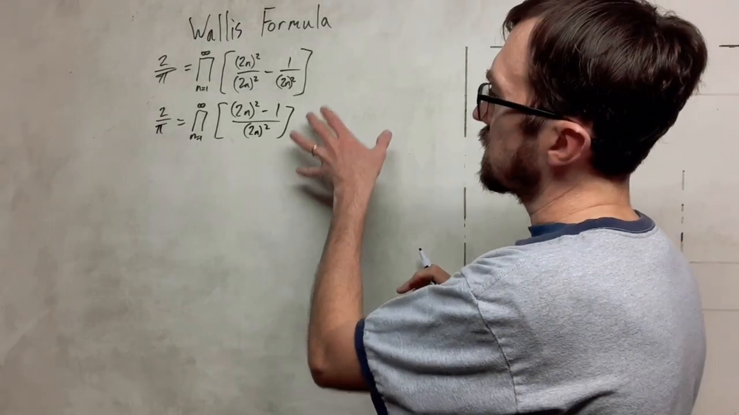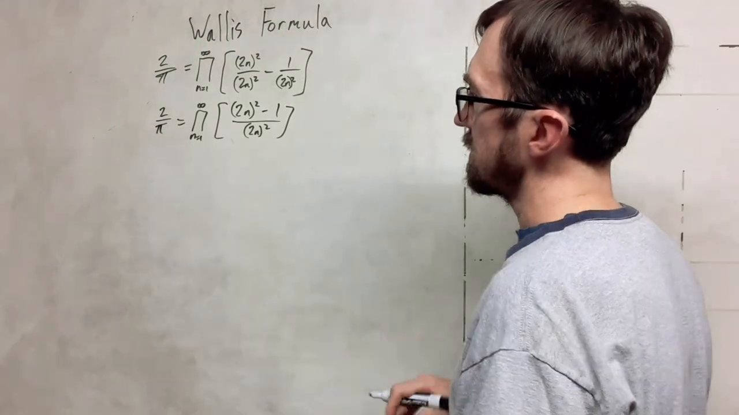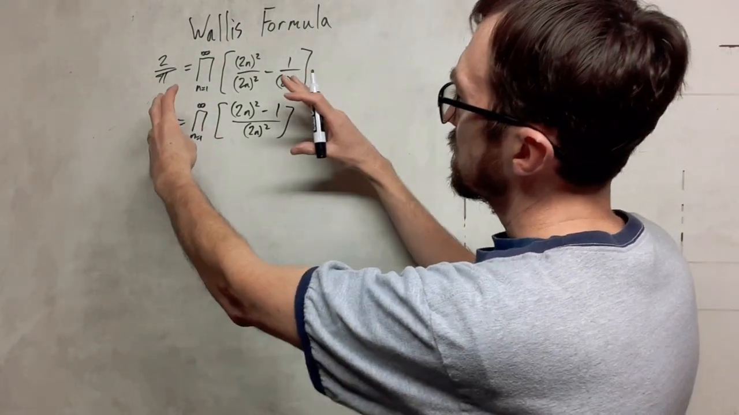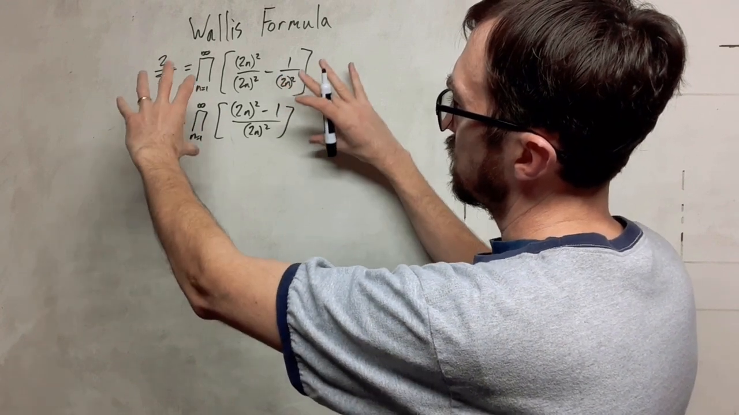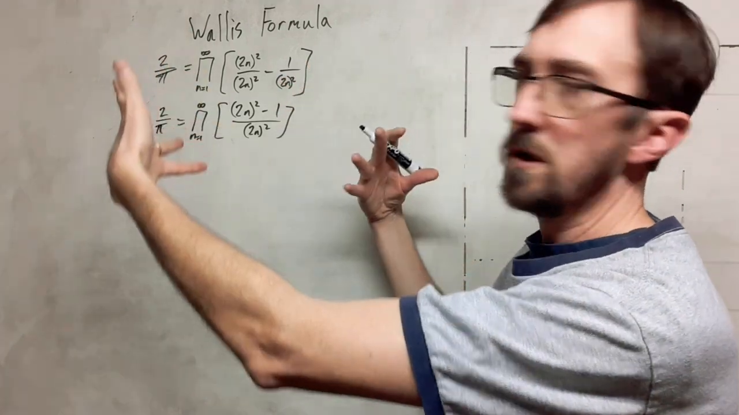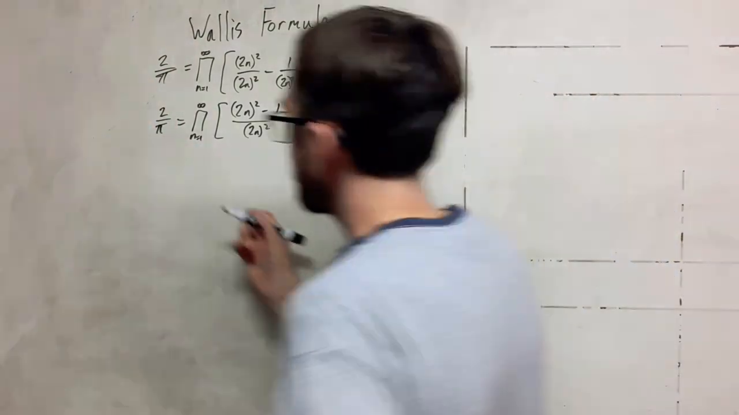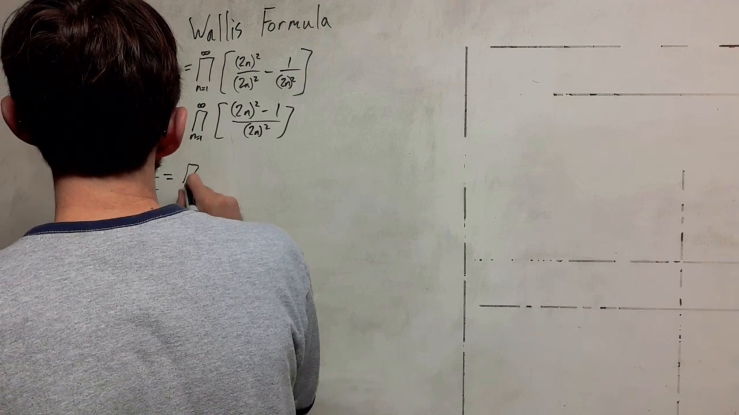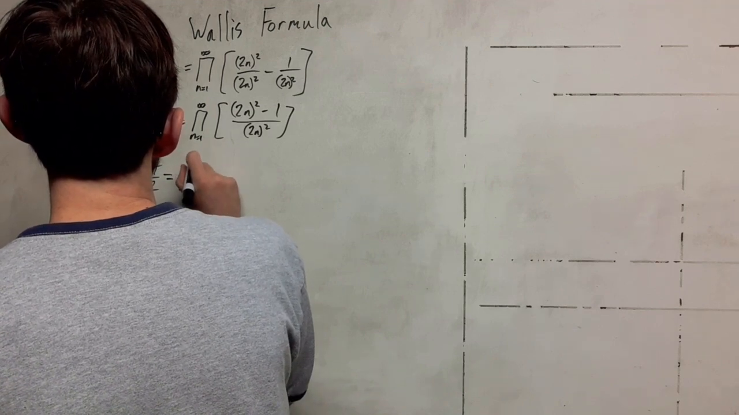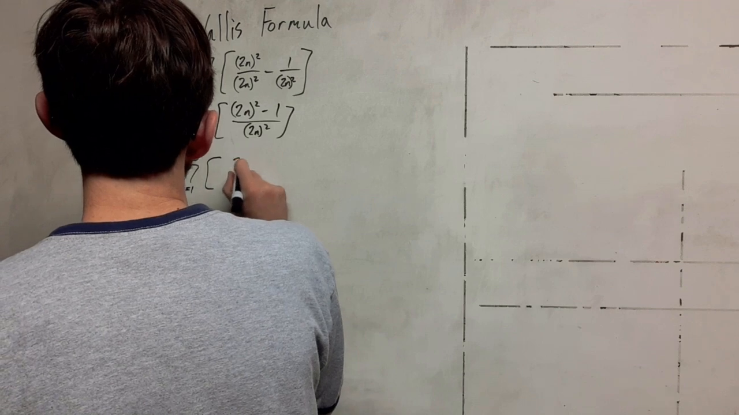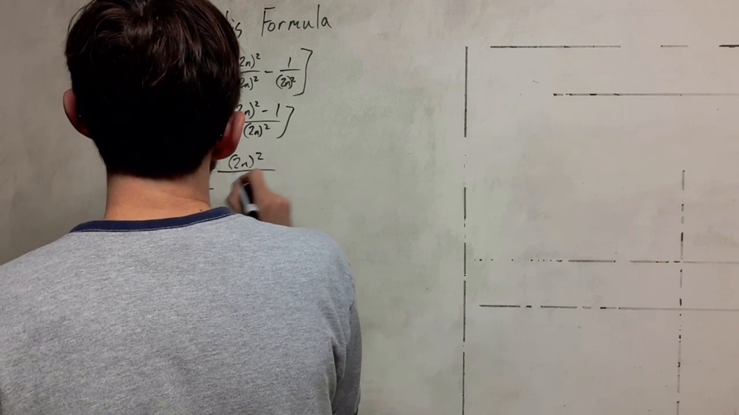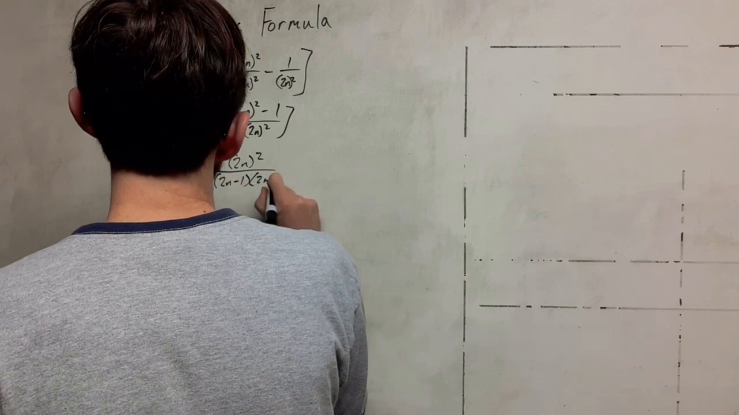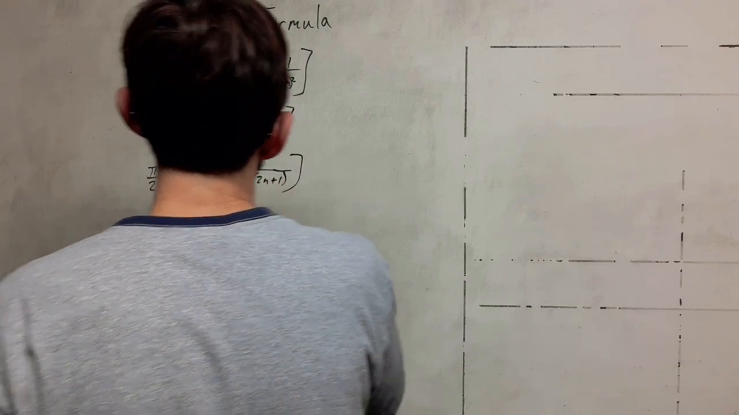We're going to use the difference of squares here to split that into 2 pieces. We're also going to take the reciprocal of both sides. Since this is 2 fractions, essentially it's equal proportions, we can flip both sides. So this gives us that pi halves is the product of 2n squared divided by 2n minus 1 times 2n plus 1.